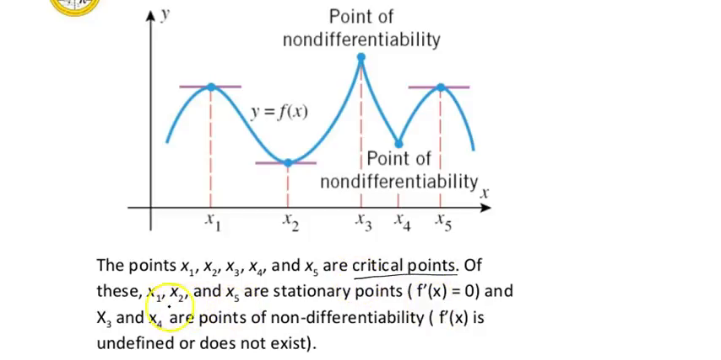But of these, 1, 2, and 5 are stationary points, meaning that they're maxes or mins because the derivative is 0. So they're just giving that derivative equals 0 another more specific name. And x3 and x4 are non-differentiable because those are pointy places where you can't take the derivative. But again, that is still lumped into the vocabulary word critical point. So critical point carries all of this with it.